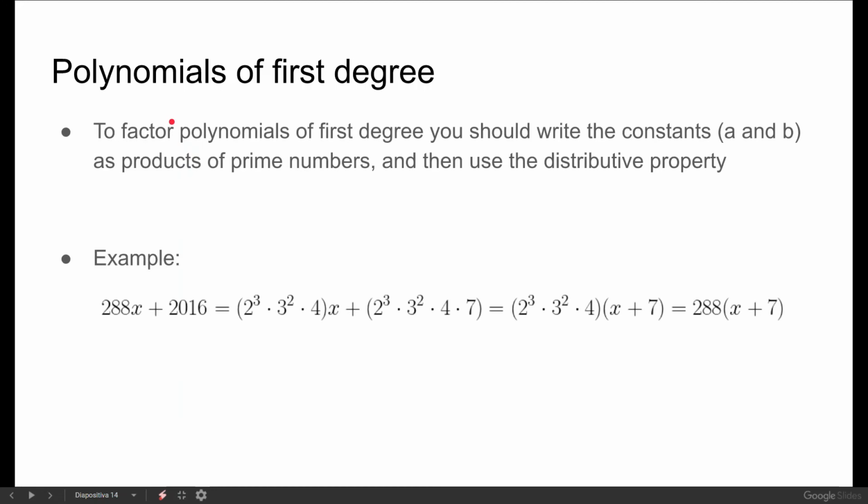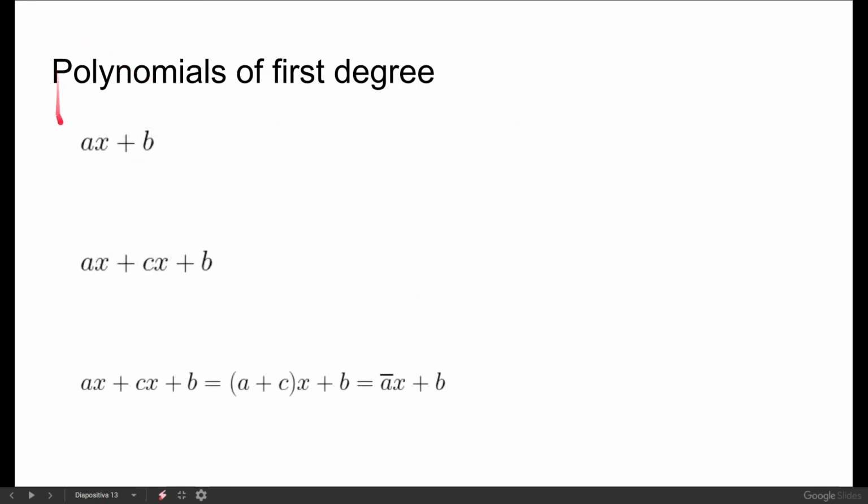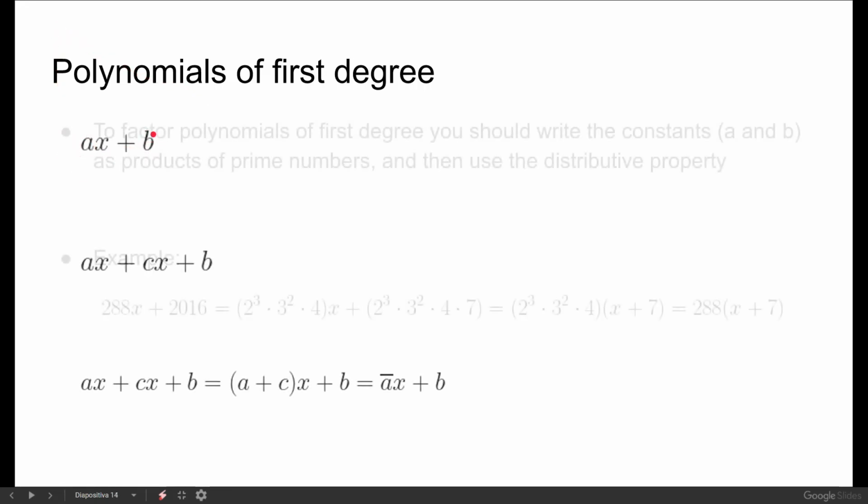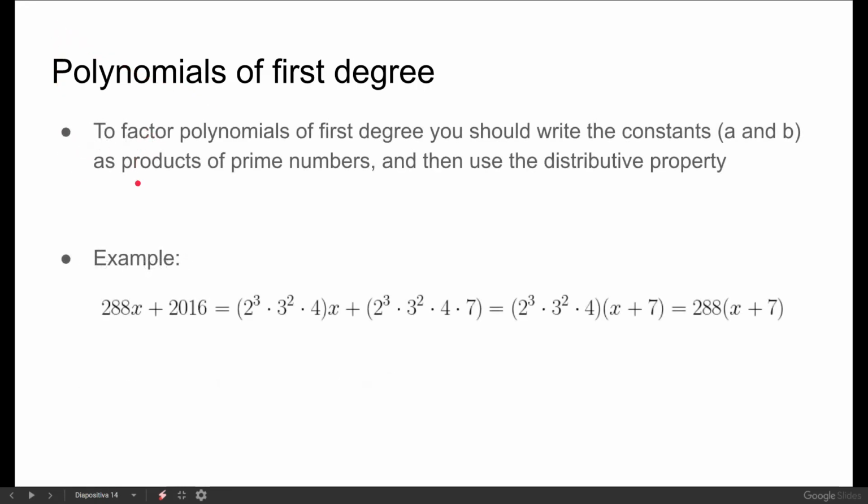To factor polynomials of first degree, you should write the constants, a and b, these two constants, as products of prime numbers using the fundamental theorem of arithmetic, and then use the distributive property. For example, let's say I'm asking you to factor this polynomial. So you see that only one term of this polynomial has a variable, and that this term has degree 1. So this polynomial is a polynomial of degree 1.